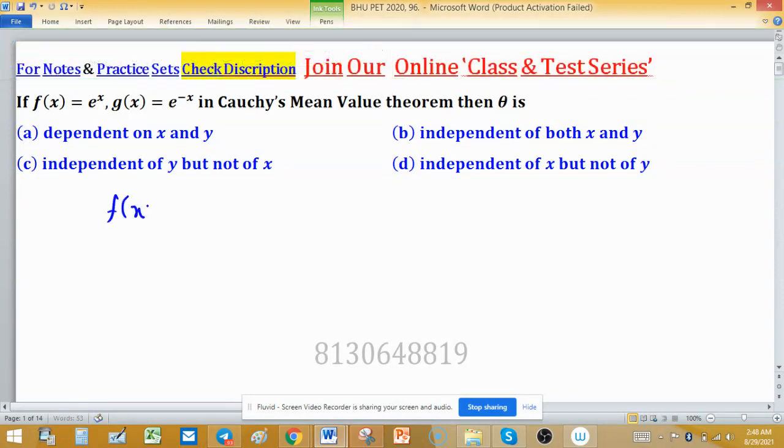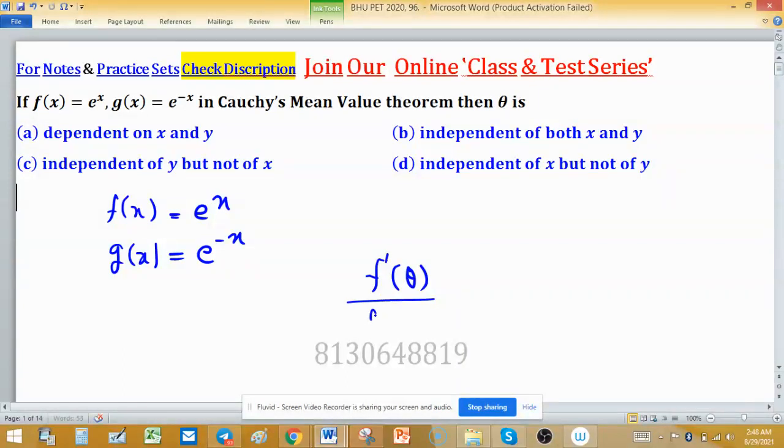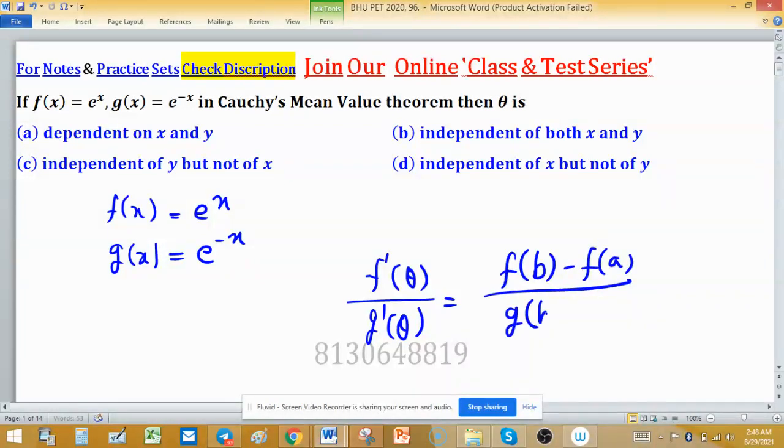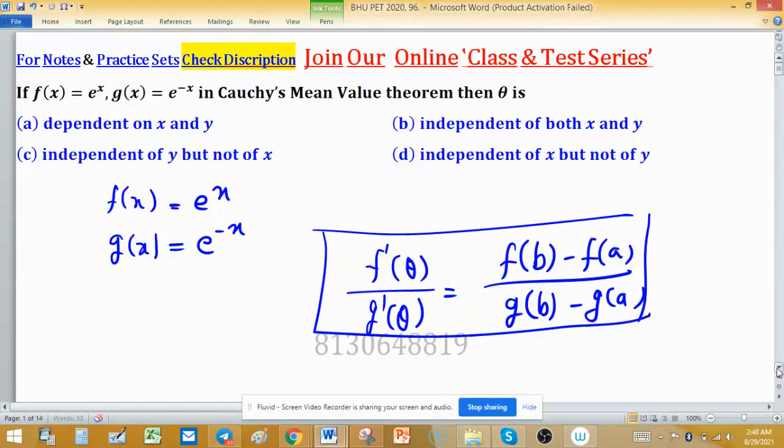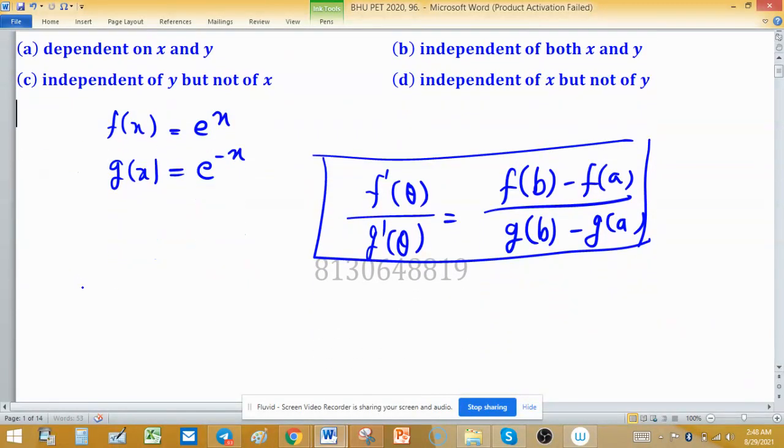So as you can say, the function is given as e raised to the power x and the other function gx equal to e raised to the power minus x. And according to Cauchy mean value theorem, we have f dash theta upon g dash theta equal to fb minus fa divided by gb minus ga. Actually you only have to recall this formula. Otherwise, what is the Cauchy mean value theorem?